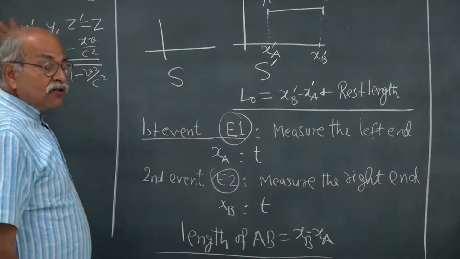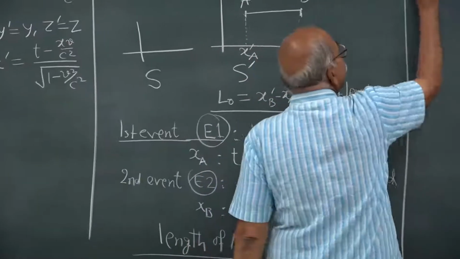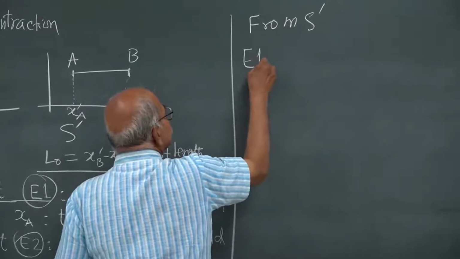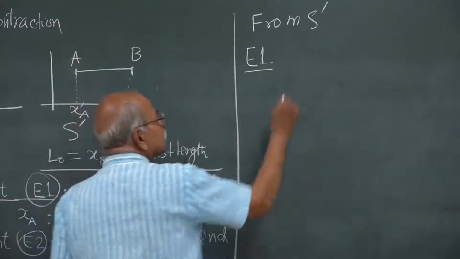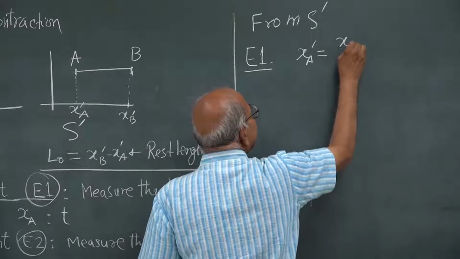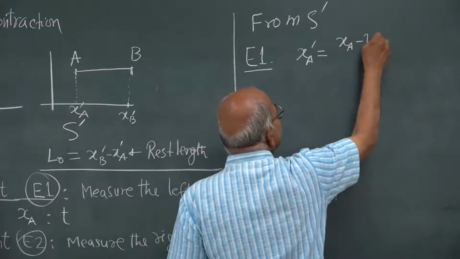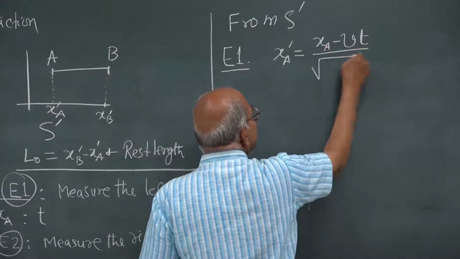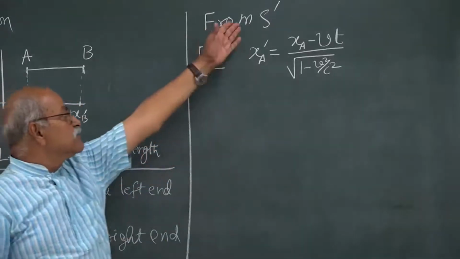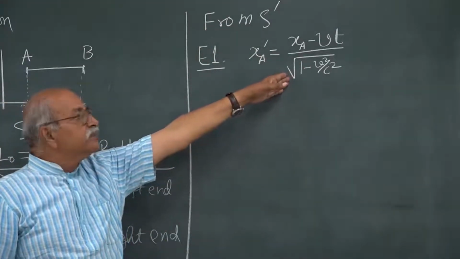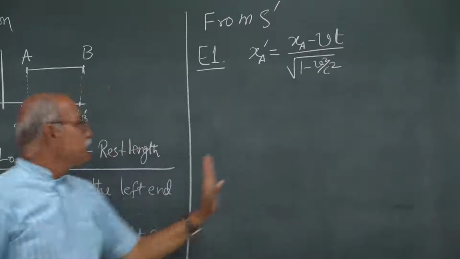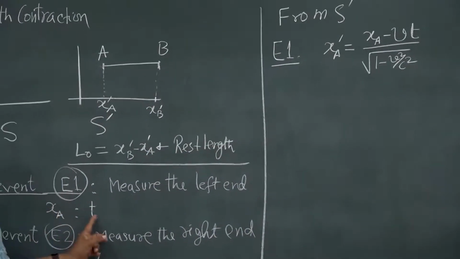For that we will be using Lorentz transformation. So, from S prime, event E1, what is the coordinate? This will be, let us say, x a prime, which will be x a minus v into t divided by square root 1 minus v square by c square. That is the Lorentz transformation. X prime is x minus vt divided by this factor. So, x a prime will be given by x a here and then minus v into t. So, this is E1, x a here and t here.